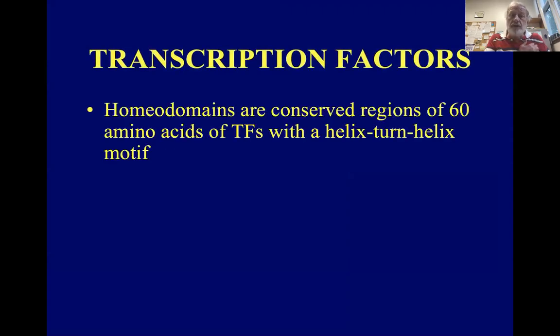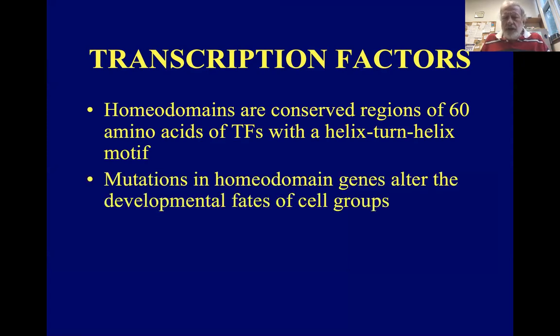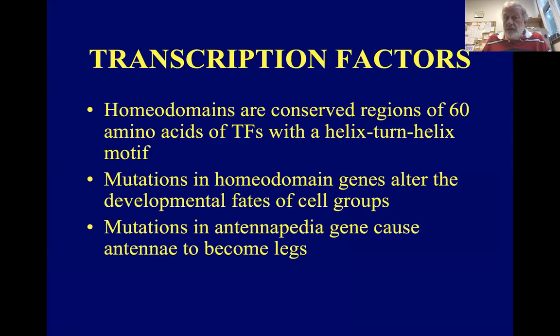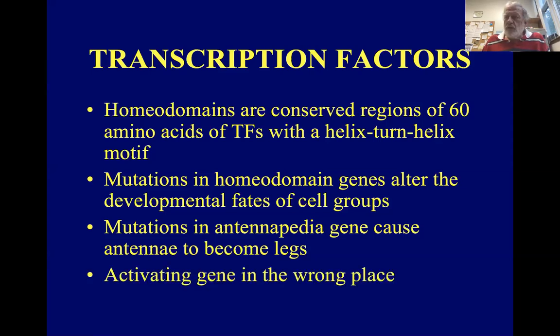So transcription factors, as we know, are proteins important in transcription, and some of them have homeodomains. These are conserved regions of 60 amino acids, so that'd be 180 base pairs, that have a helix turn helix motif. Remember, we talked about that before in chapter 16. And mutations in these homeodomain genes alter the developmental fates of cell groups. So for instance, mutations in the antennapedia gene cause the antennae to become legs. Cool.